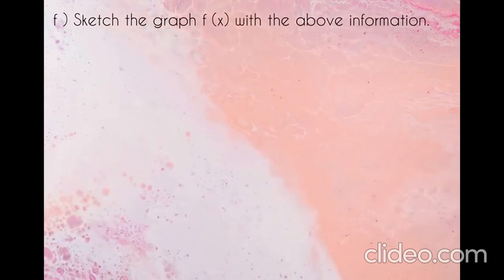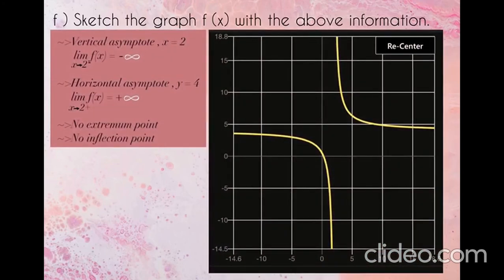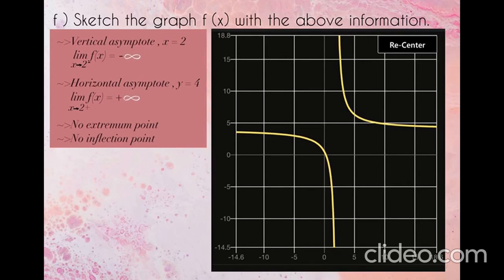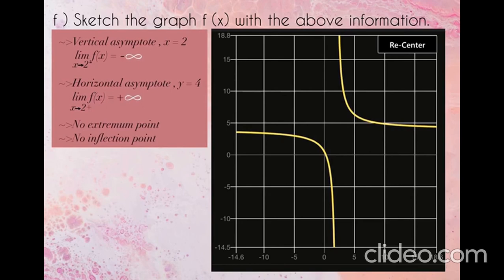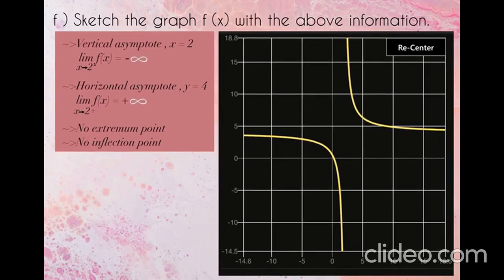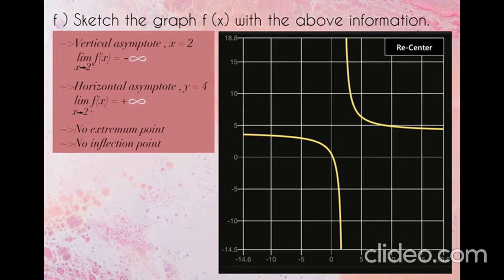Moving on to the last question, sketch the graph of f x with the above information. Since our vertical asymptote is x equals 2, our horizontal asymptote is y equals 4, and there are no extremum points and no inflection points, this is how the graph should look. The two curves shall not intersect with one another. As you can see here, when x is approaching 2 from the left-hand side, the curve will move towards negative infinity, while when x is approaching 2 from the right-hand side, the curve is moving towards positive infinity.